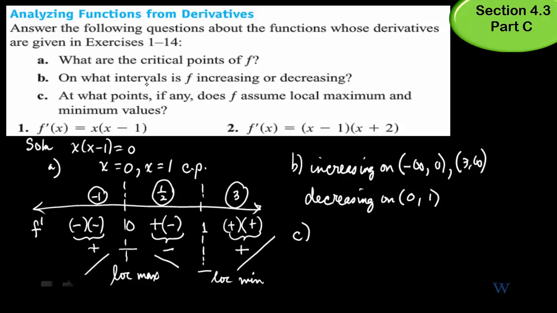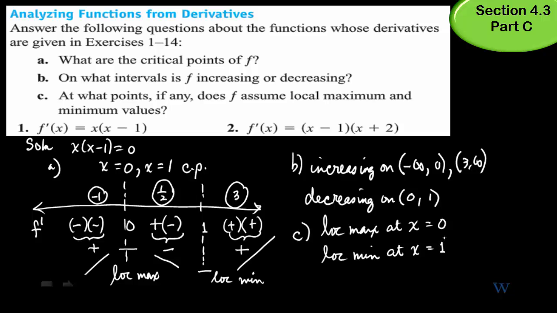So those are the intervals where it is changing direction. Now it says, at what point, if any, does f assume a local max and a local min? Well, since you have a positive to negative, so you go up and then down, that tells us you have a local max occurring when x is equal to 0. And then from here, you have negative to positive, so you have a local min when x is equal to 1.